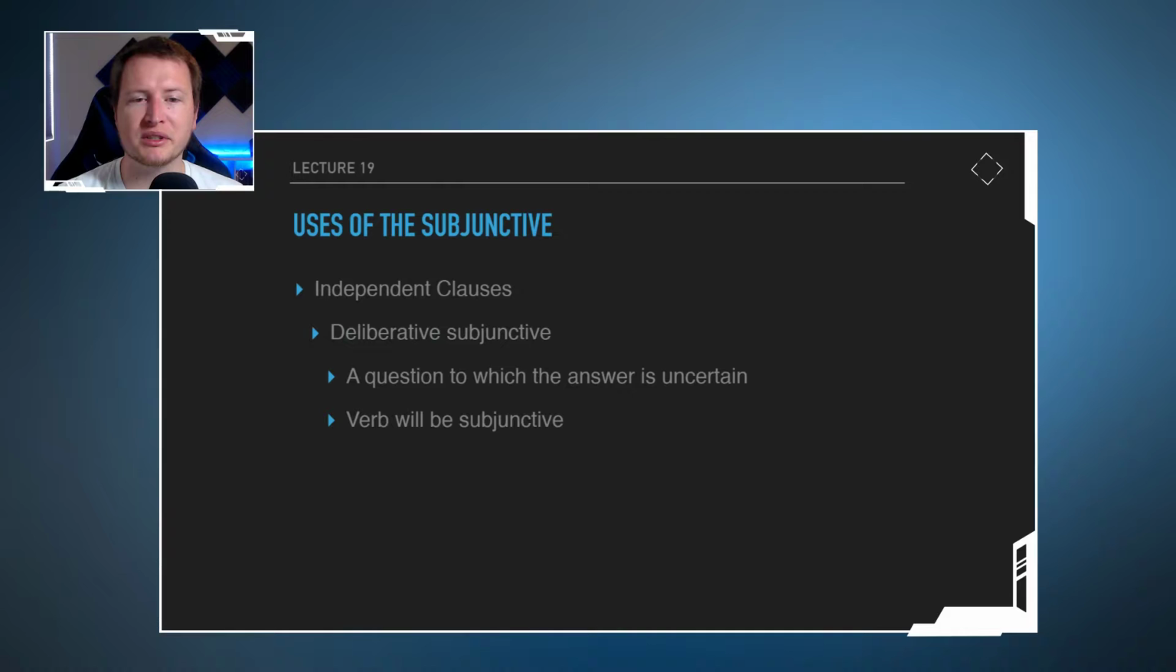There's also deliberative subjunctive. This is the use of questions, right? To deliberate is to ask questions and go back and forth. Deliberative subjunctive is just that. It's a question to which the answer is uncertain. That's why the subjunctive is used, because it's this realm of probability, which includes the realm of uncertainty. When you have such a question, the verb will be subjunctive. Okay? Now, usually there's a helping word that shows it's a question, plus you'll see that semicolon at the end.